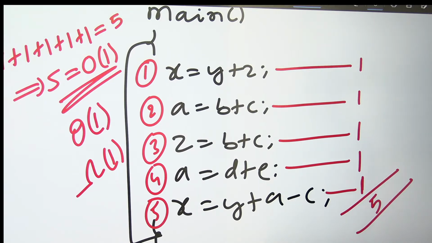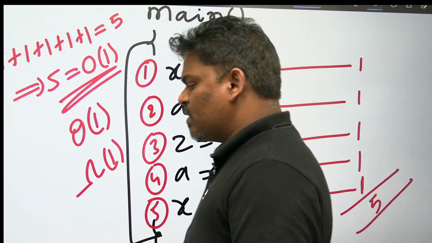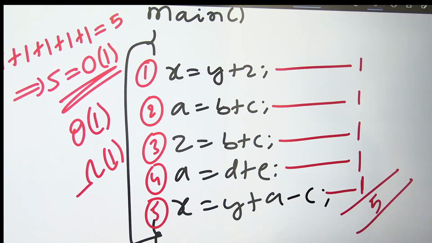Where is the difference? Definitely after some point of time, I will explain where big O, omega and theta differ. Fine. Let's go to the next problem.